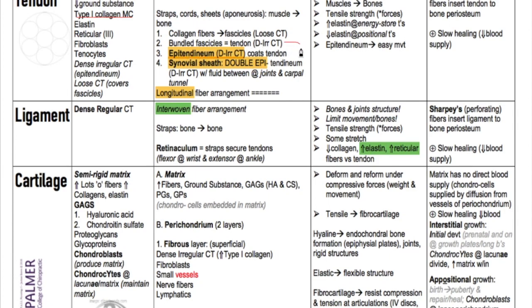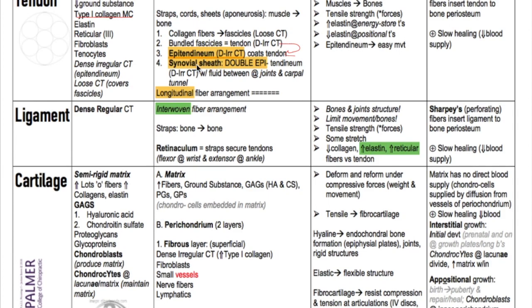Okay, so I'm going to draw a little line here with an arrow. That was a bad arrow, but that's the connection for you. You can draw your own nicer than that. But the dense irregular connective tissue around the bundled up fascicles, around the tendon, is called the epitendinium. It coats the tendon.